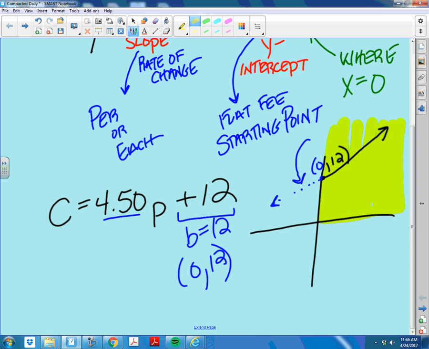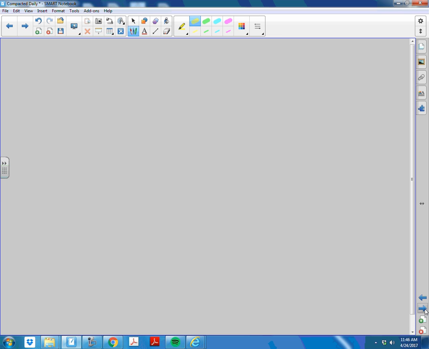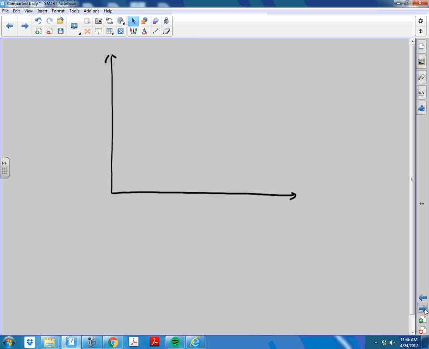So what that means is, if you see a graph of a real life scenario that looks like this, and you see they're asking you about the slope of a line that looks like this, and they say write the equation of the line represented on the graph.